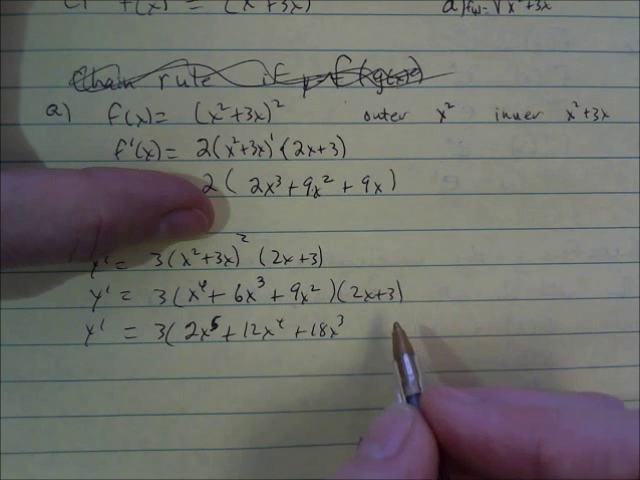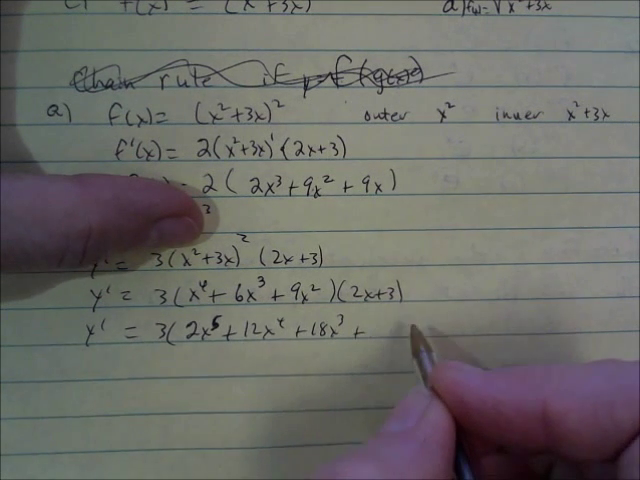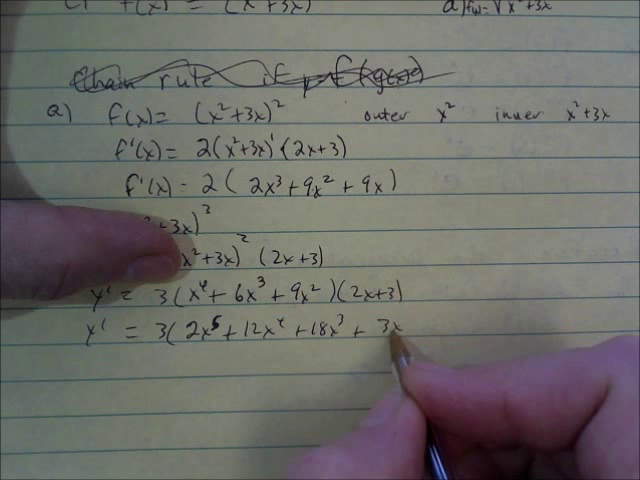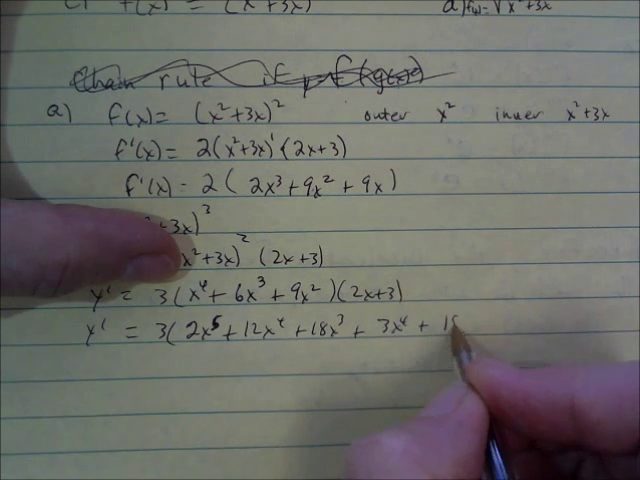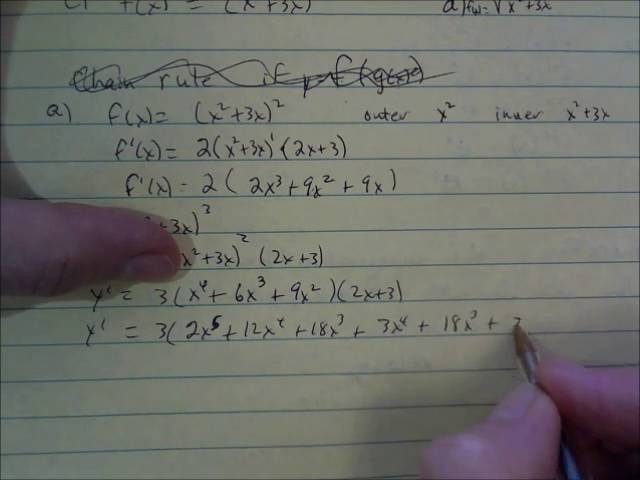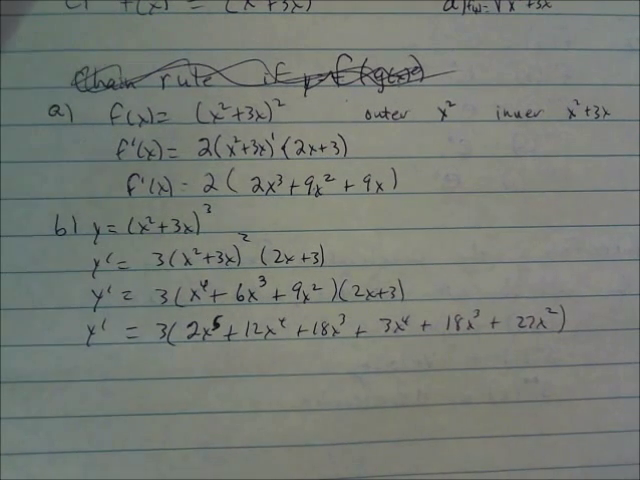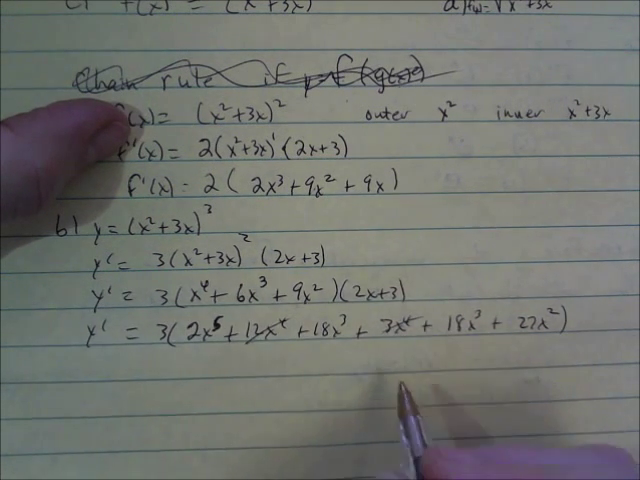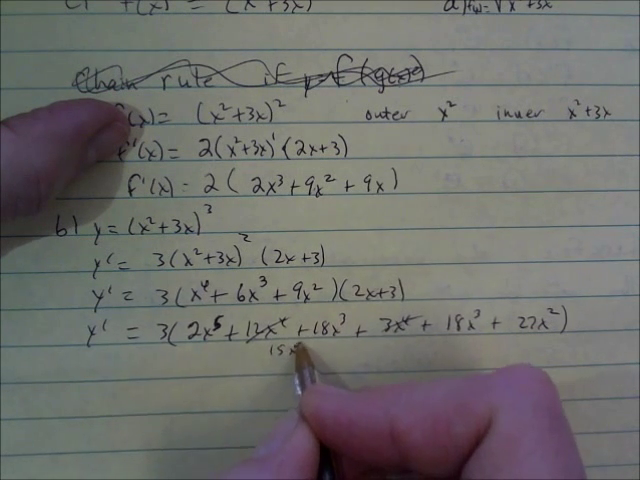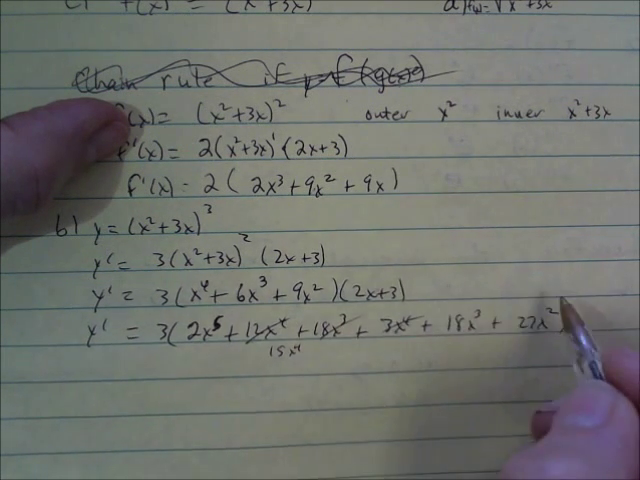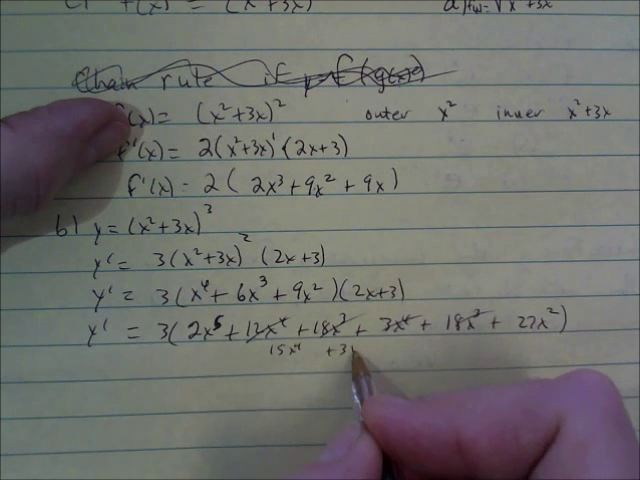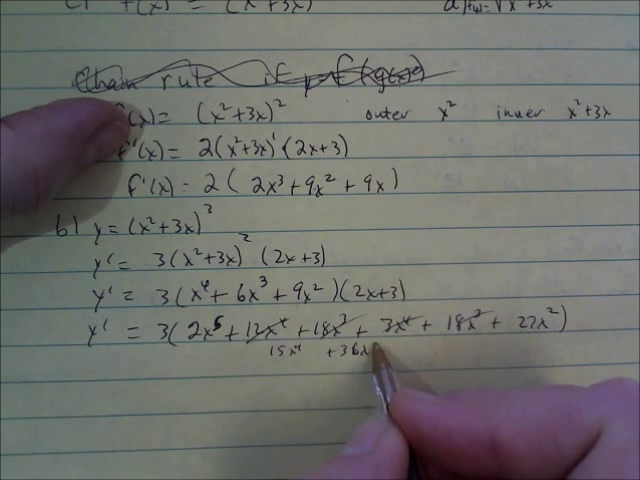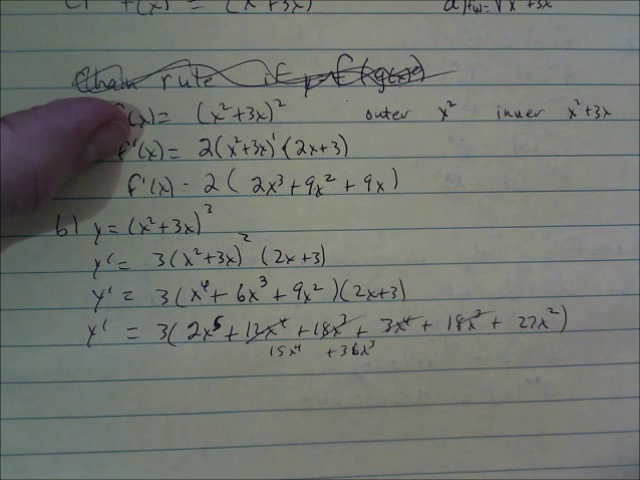And then we could multiply everything by 3, plus 3x to the fourth plus 18x to the third plus 27x squared. It looks like we have a couple of like terms to combine. 12 plus 3 is 15x to the fourth, and 18 plus 18 is 36x to the third. And it looks like that's it.